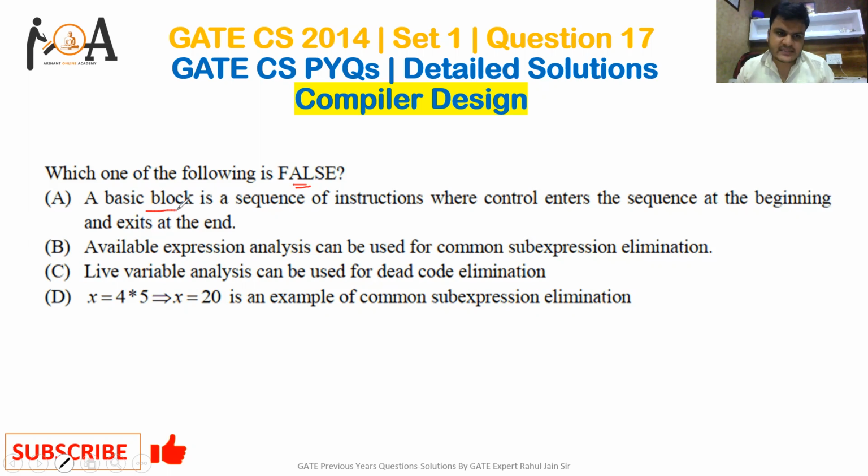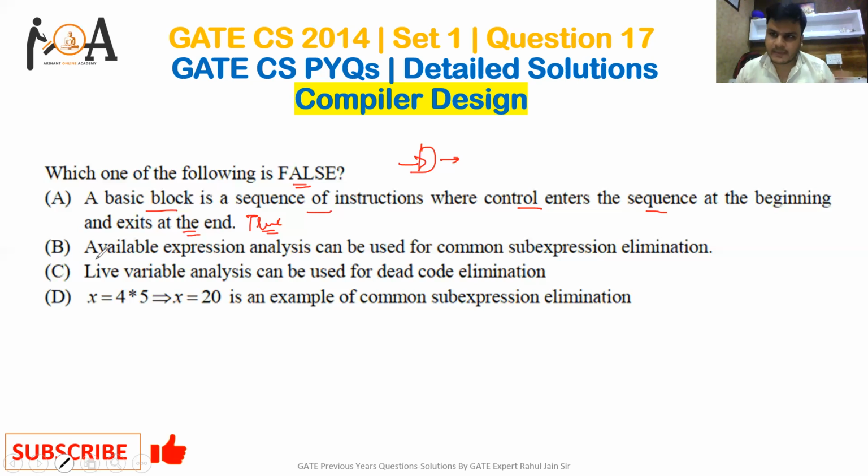Option A: a basic block is a sequence of instructions where control enters the sequence at the beginning and exits at the end. This is a true statement, because a basic block is a sequence of instructions where control enters at the beginning and exits at the end. So it is true, no problem.